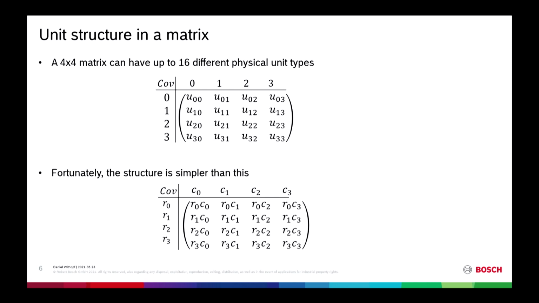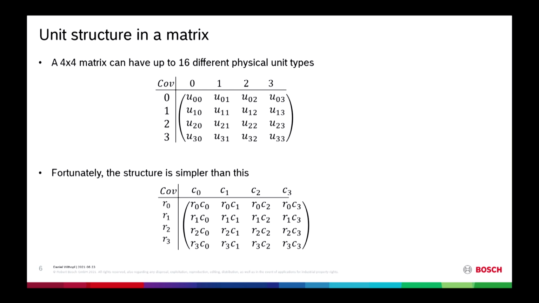Fortunately, the unit structure in such a matrix is a little bit simpler than this, because we don't have 16 independent elements. We only have 4 independent row units and 4 independent column units. And then the individual units of the elements are given by a combination of the respective row unit and the respective column unit. So it's always this case, whenever you have multipliable matrices, the unit structure looks exactly like this.